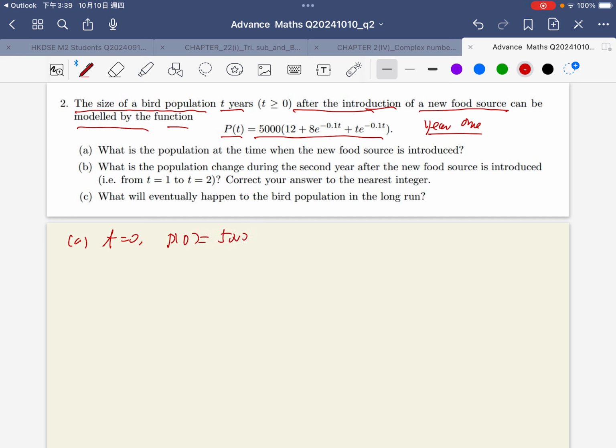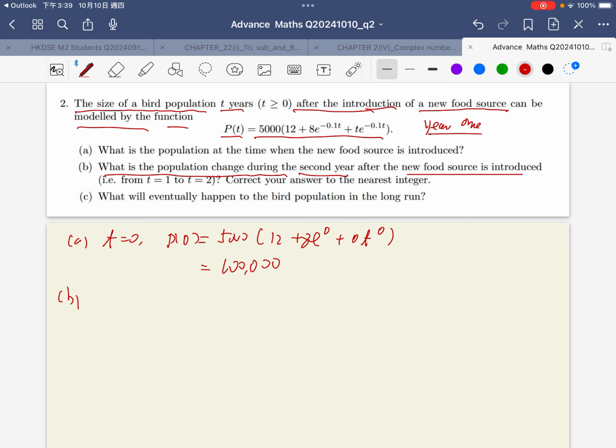P(0) is 5,000 times 12 plus e to the power of 0 times e to the power 0. Okay, let me use the calculator. 5,000 times 20. No, not 10. 100,000. Okay. For part B, what is the population change during the second year after the new food sources are introduced?